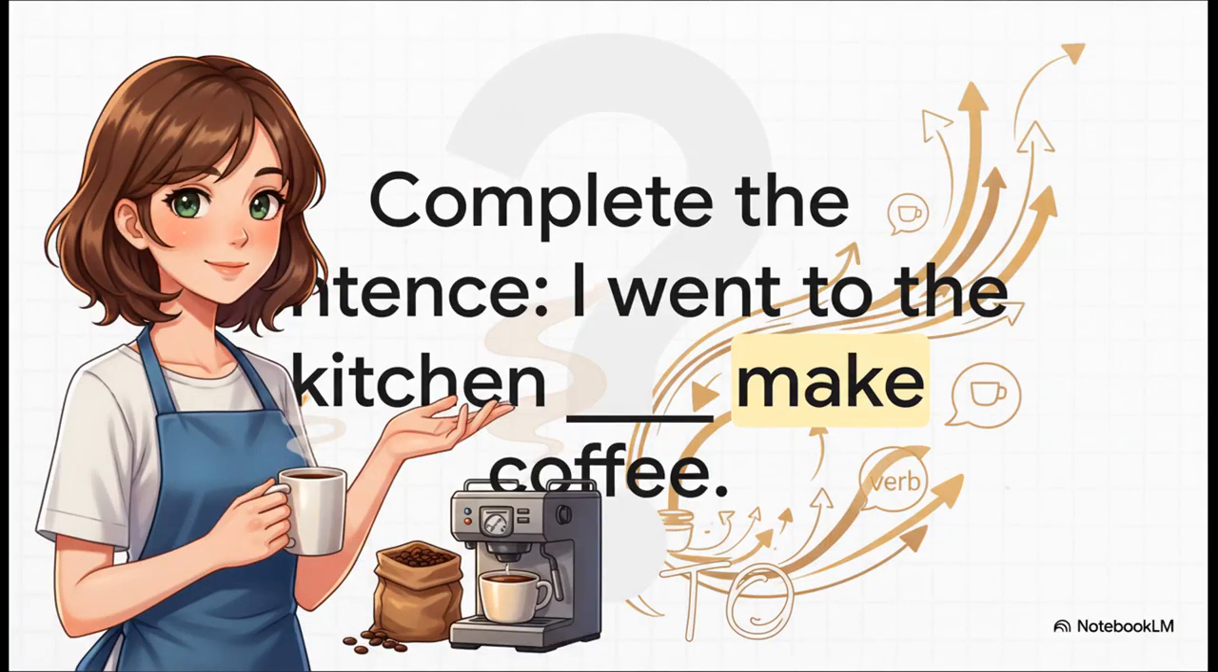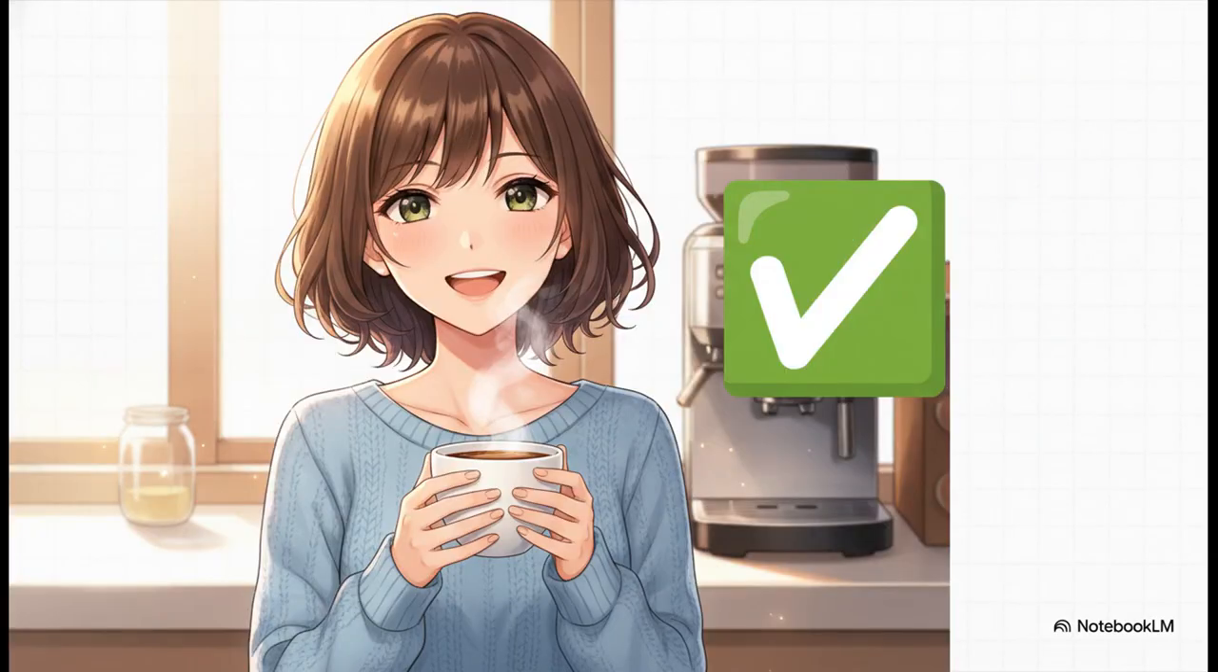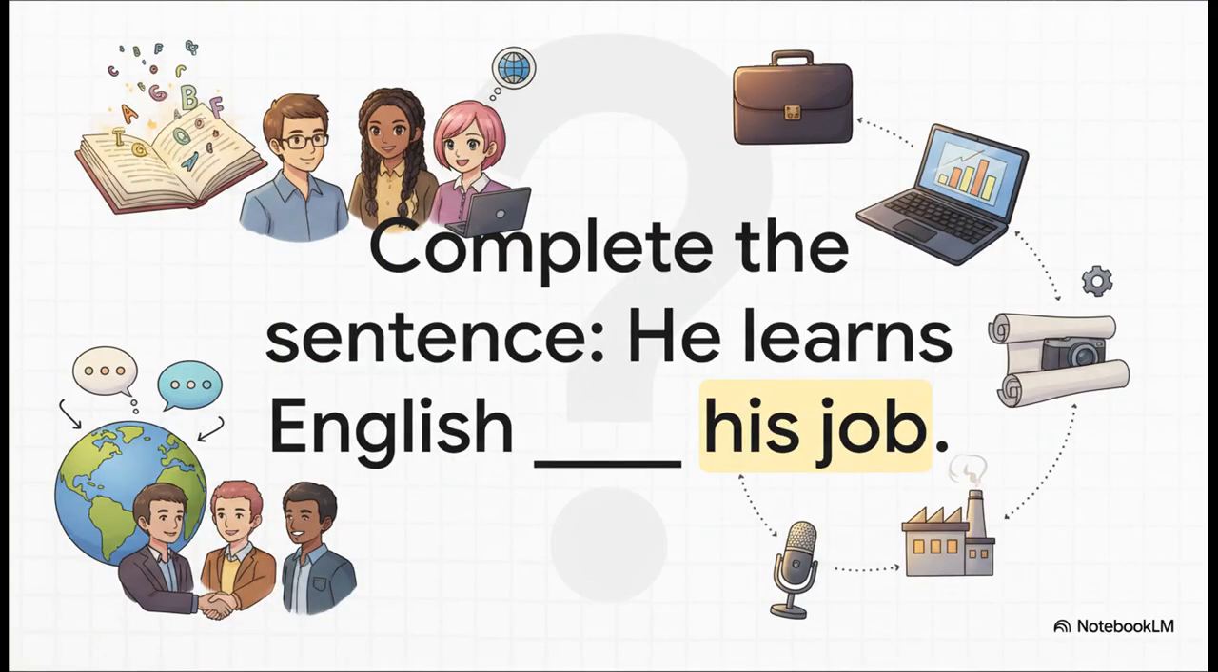Okay, here's the first one. I went to the kitchen, blank, make coffee. So think about the word make. Is that an action or is it a thing? It's to. Of course it is. Why? Because make is a verb. It's an action. It's what you're doing. So we have to use to. I went to the kitchen to make coffee. Perfect.